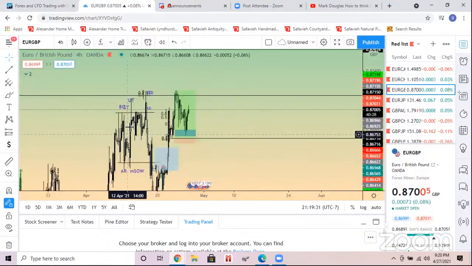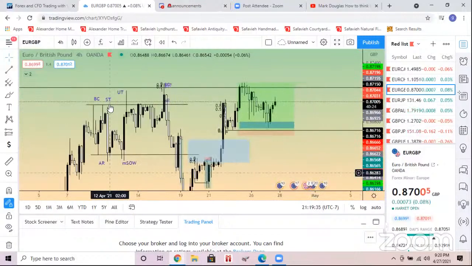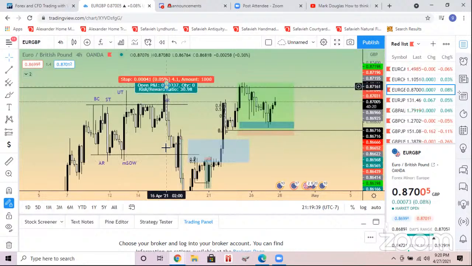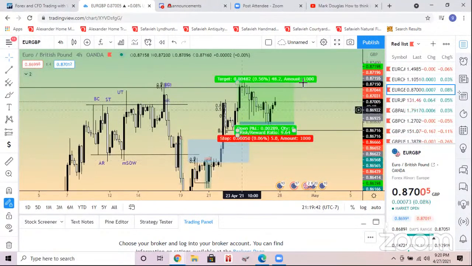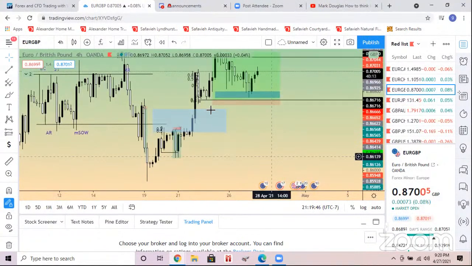We got a distribution here. You can see the buying climax, automatic rally, second test, sign of weakness, upthrust, and then UTAD. And we formed a creek and then broke structure.